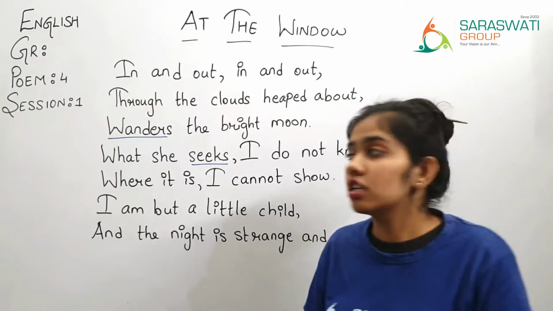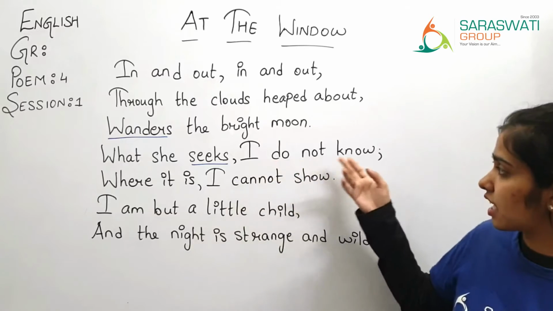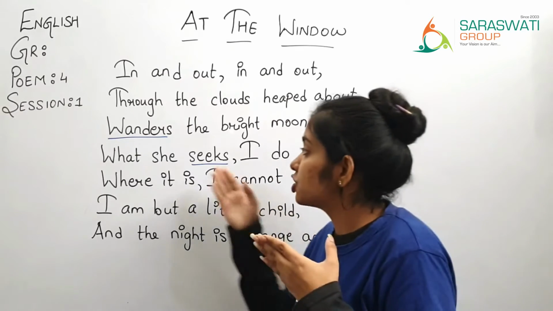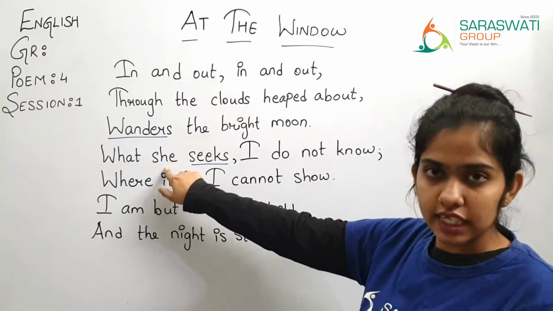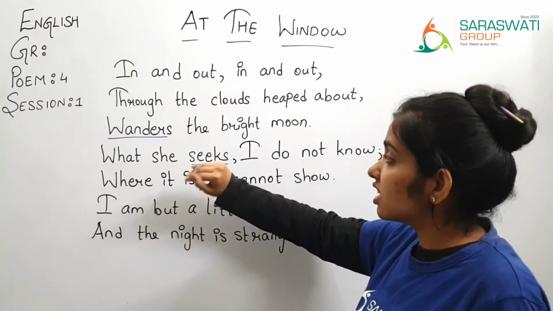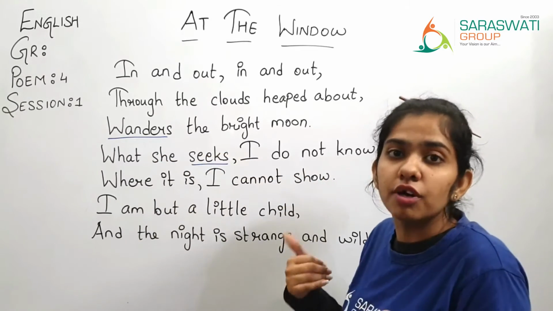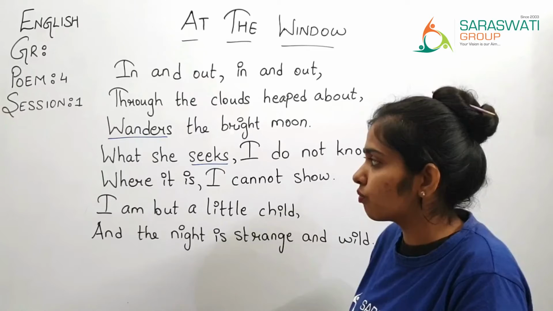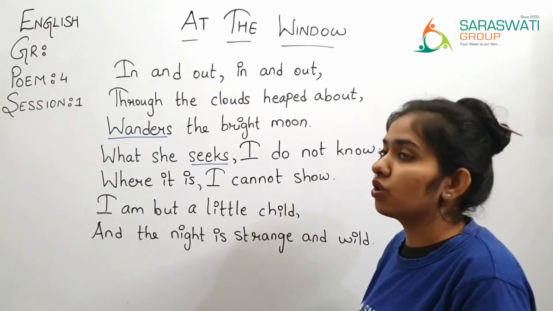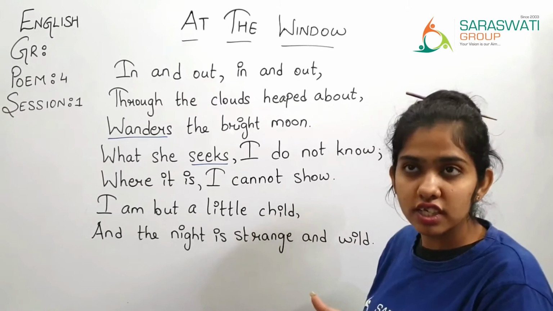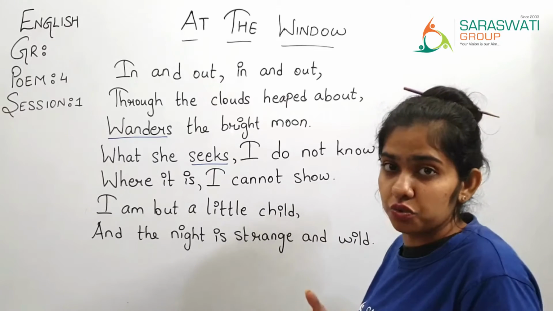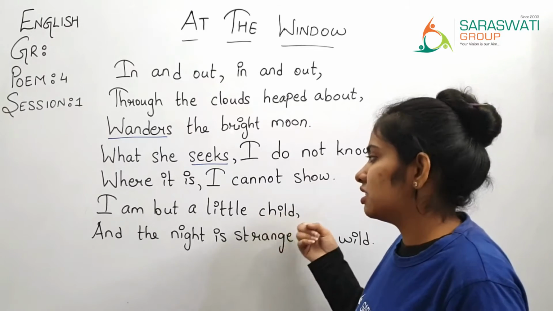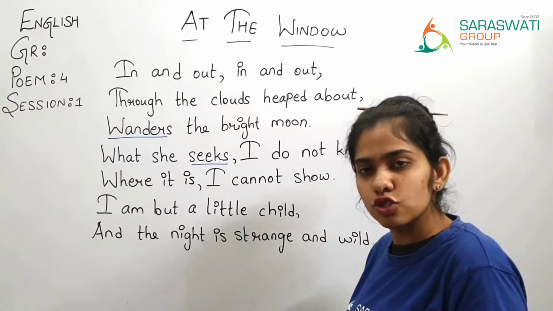So what they are doing, what she seeks, I do not know. So she over here refers to the moon. અહીંયા she એટલે કે moon ને indicate કરવામાં આવ્યું છે. એટલે કે moon ત્યાં શું જોવે છે મને નથી ખબર. Poet is saying that I do not know. Where it is, I cannot show. અને ક્યાં છે એ પણ હું show નથી કરી શકતો, because cloud ની પાછળ જતું રહે, then after I don't know એ ક્યાં જતું રહે છે. I am but a little child. હું તો એક little child છું.